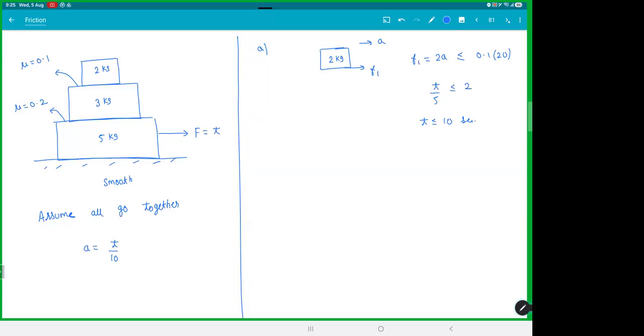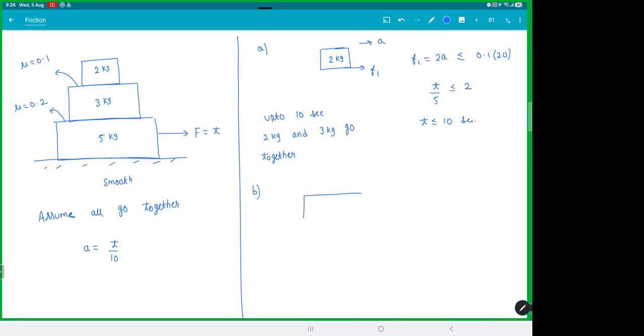Understand this. F1 does not know what is happening between 3 and 5. So F1 is saying up to 10 seconds, the 2 kg and 3 kg go together. That is what it is saying. We still don't know whether it is true. Great. Now let's ask the other guy.